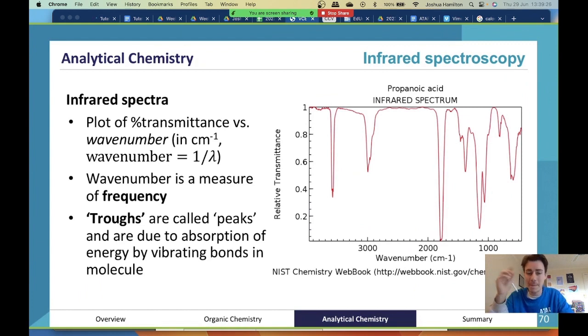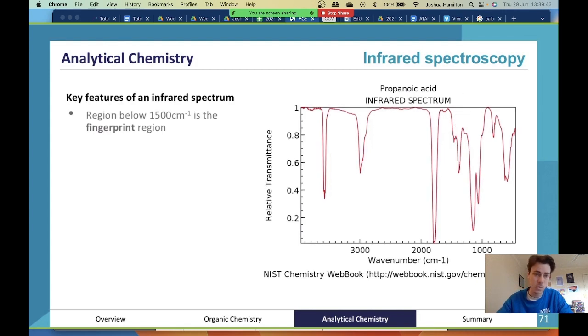Troughs are called peaks. So these are troughs, so these are peaks. These are all peaks, and these are where we detect vibration. So we've detected vibration there. Now, the other thing that's really important to know is the fingerprint region, which falls at around 1500 or below. What do I mean by that?